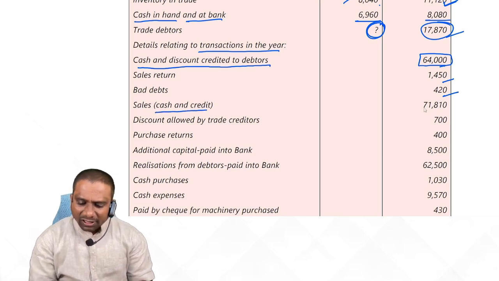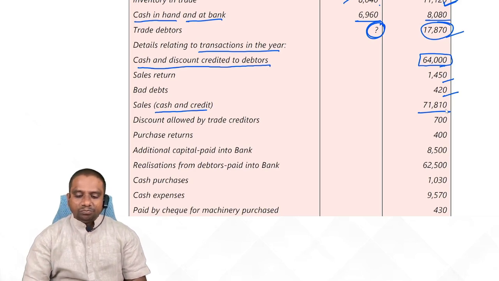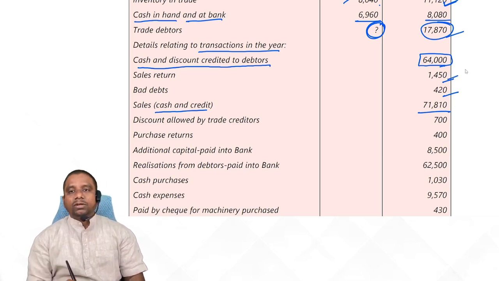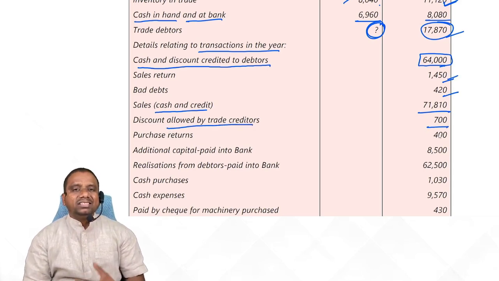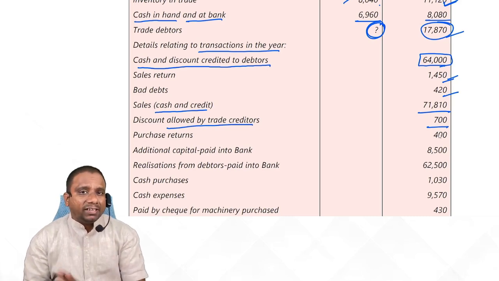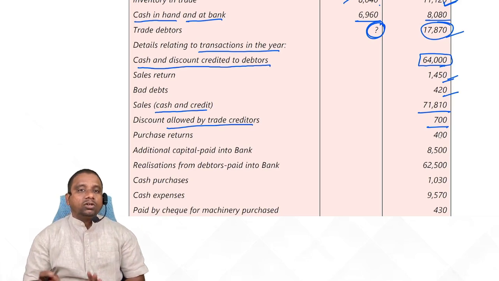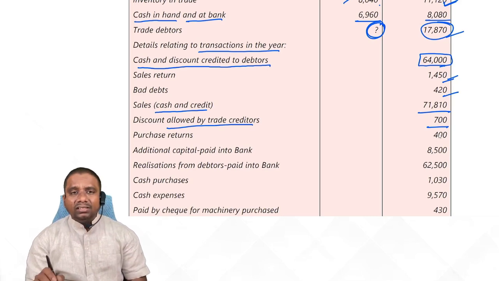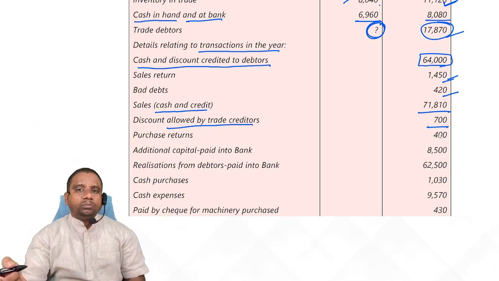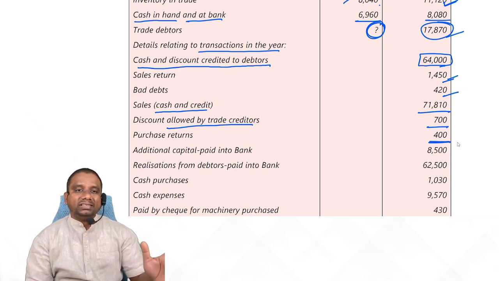Sales, cash and credit both 71,810. So trading account credit side 71,810. And don't forget to deduct sales returns from sales. Next, discount allowed by trade creditors 700. This is discount received for us. What is the entry we record for discount received? So creditor account debit to discount received account. So creditor account debit side. And this is income, gain now. So profit and loss account credit side. Purchase returns. Purchase returns are deducted from purchases.